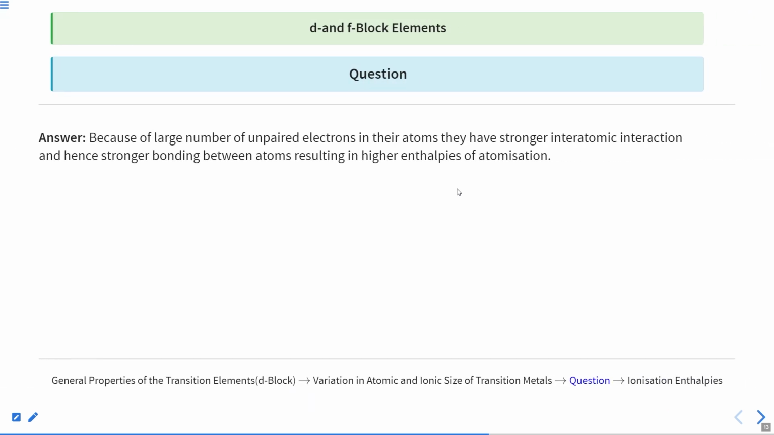So here it is written that due to the presence of unpaired electrons in the atom, they have a stronger interatomic interaction. Which interaction? Interatomic interaction, which is due to the sea of electrons and stronger bonding between atoms, resulting in higher enthalpy of atomization. Clear?